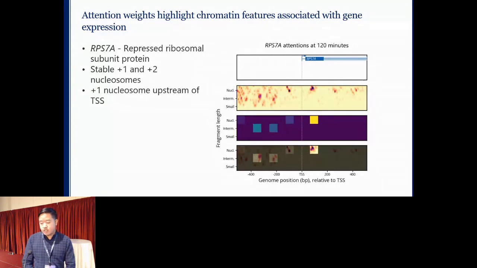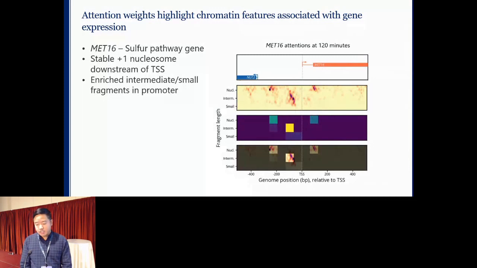And in contrast, we can take another gene. MET16 is upregulated as the sulfur pathway is required for glutathione, which is a chelation pathway for cadmium to remove it from the cell. And we see that the most important feature, in yellow, is this intermediate or small fragment enrichment. And the +1 nucleosome is downstream of the transcription start site.